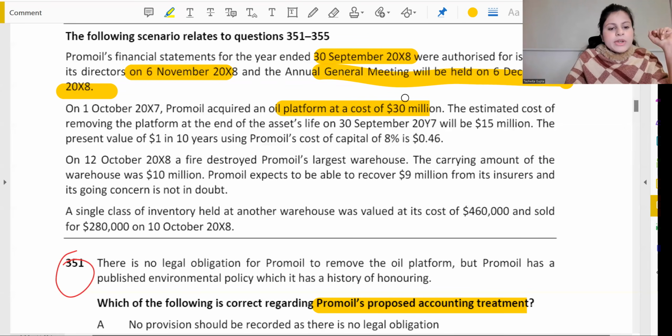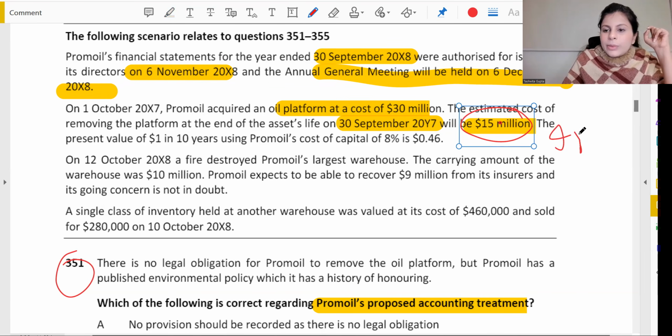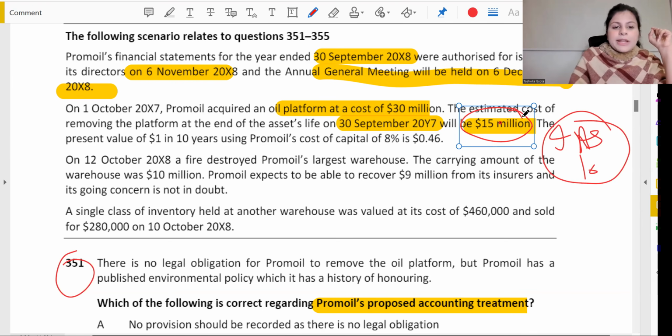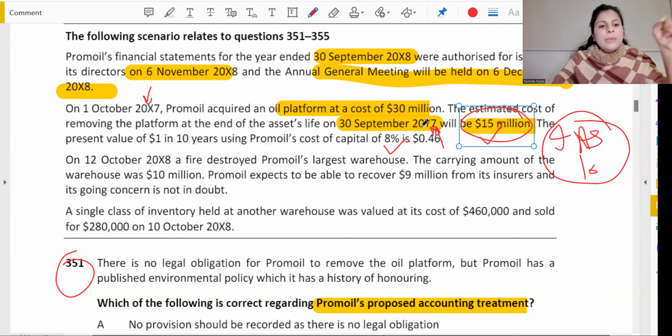Okay, let's read it. So on 1st October, an oil platform at a cost of 30 million was purchased, and the estimated cost of removing this platform at the end of the life of the asset on this date will be 15 million. So this is nothing but dismantling cost under IAS 16, which you capitalize. The present value is to be calculated of this 15 million. How many years are there from 1st October 2017 to 30 September 2027?